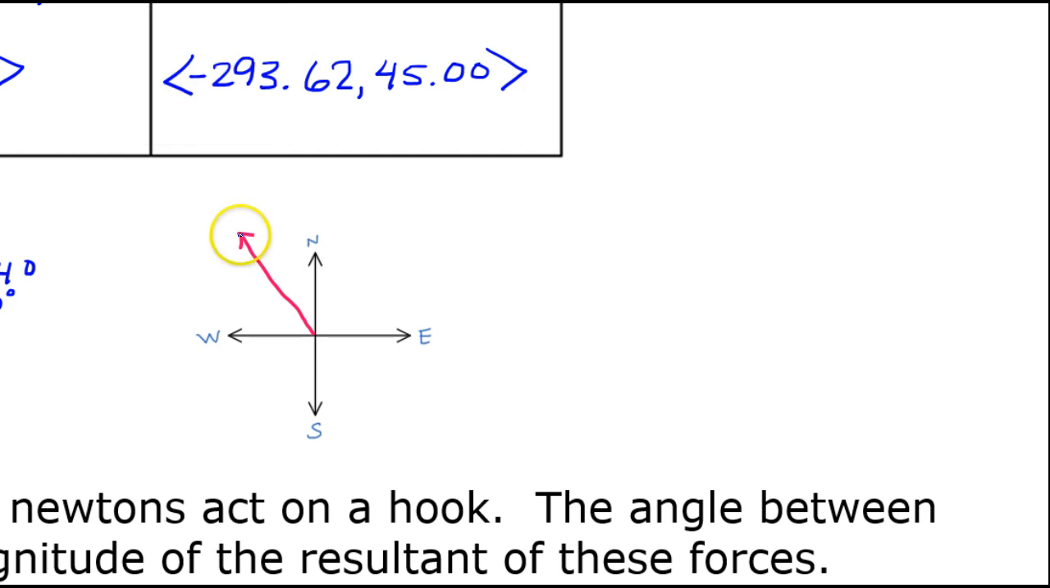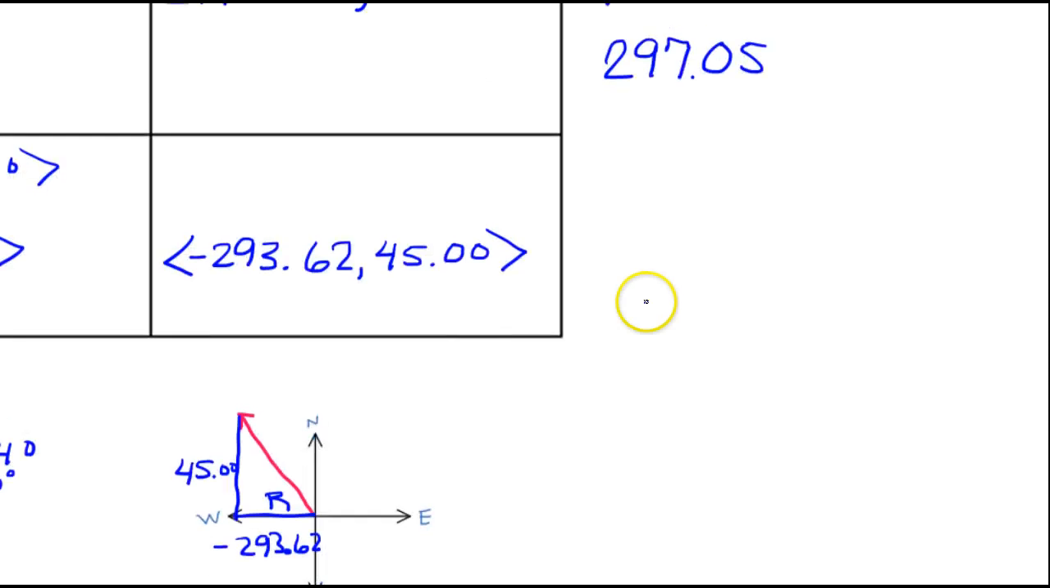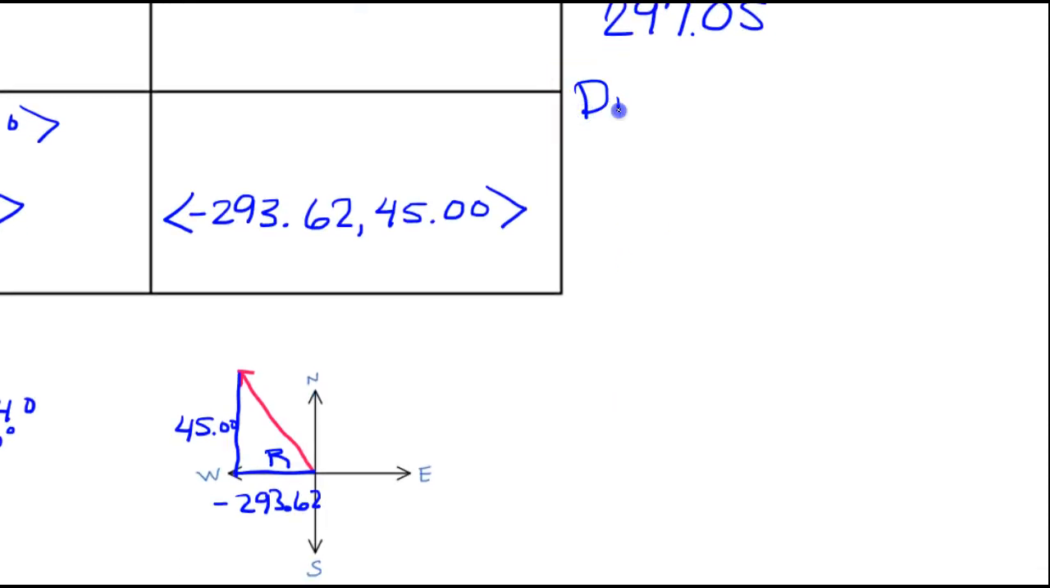Now let's consider the horizontal and vertical components. Okay, the negative 293.62 horizontal component and 45, vertical component. So we can use these values to find the measure of this reference angle. So what we're doing now is we are finding the direction. So let me label my work. All right, we were to find the magnitude and now the direction.